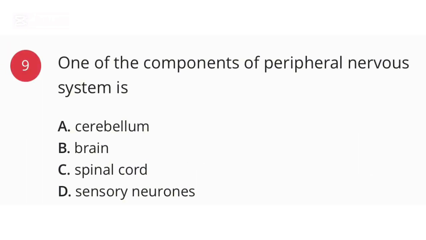So number 9 now. One of the components of the peripheral nervous system is A. Cerebellum, B. brainstem, C. spinal cord, and D. sensory neurons. Now you should know that the cerebellum, the spinal cord, and the brain, they are part of the CNS, that's central nervous system. So the answer now is sensory neurons.